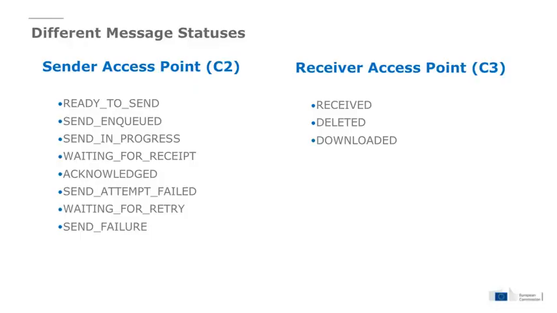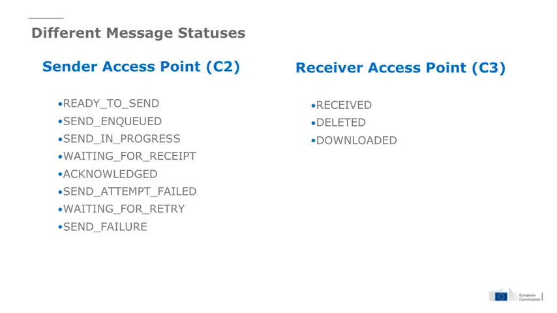Now, in the following section, we'll cover the Domibus message statuses for the message lifecycle. This is an overview of the possible message statuses for each access point, for C2 or C3. More details will be covered in the following videos in this series. There's ready to send, send enqueued. This is when the message is in the outgoing queue to be sent to C3. Send in progress. As the name implies, it is currently processing the message to be sent from C2 to C3. Waiting for receipt. That means that the message has been sent to C3 and C2 is expecting a response.